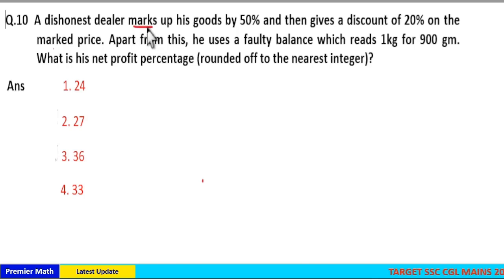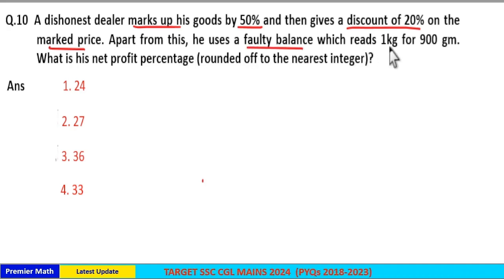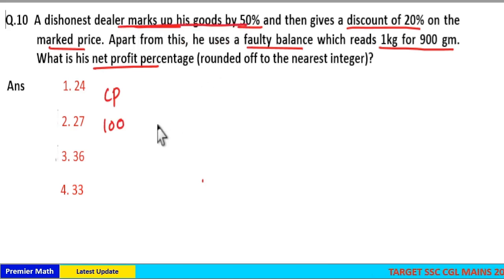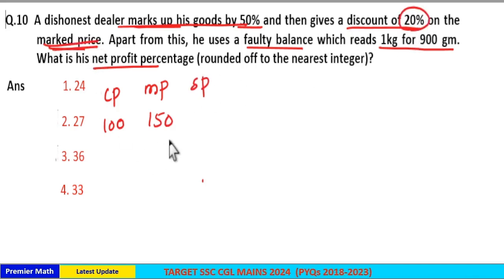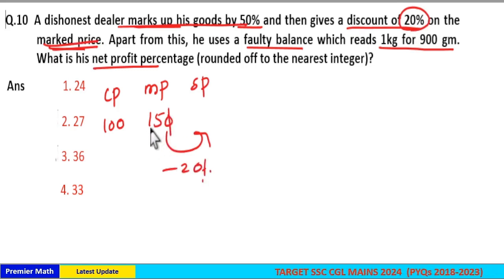A dishonest dealer marks up his goods by 50% and then gives a discount of 20% on the marked price. Apart from this, he uses a faulty balance which reads 1 kilogram for 900 gram. What is his net profit percentage? Here, consider cost price as 100 rupees. Then he marks up his goods by 50%, which means the marked price is 100 plus 50, 150. Then for the selling price, he gives a discount of 20% on the marked price. So subtract 20% of 150 from 150. 10% of 150 is 15. 20% is 15 into 2, 30. So 150 minus 30, 120 is the selling price.